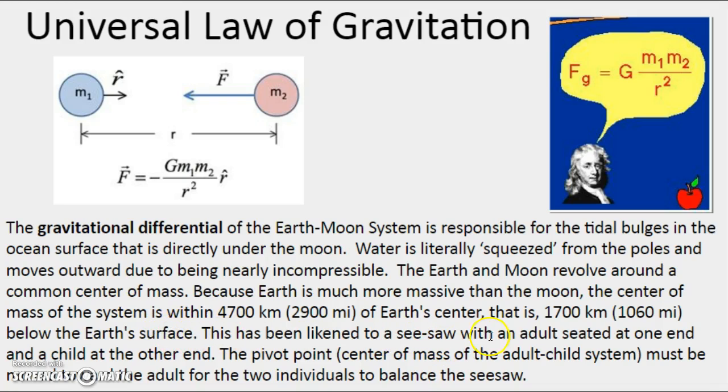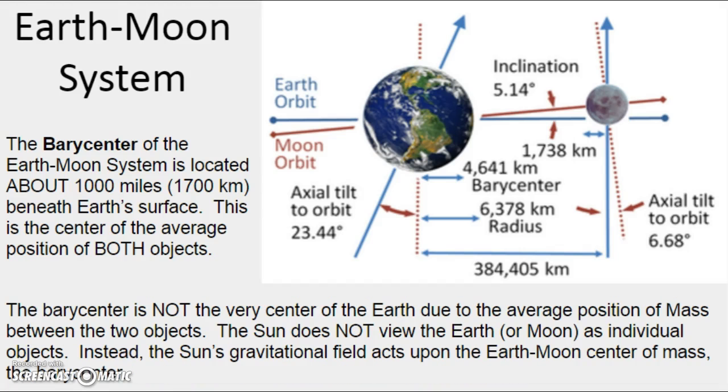This has been likened to a seesaw with an adult seated at one end and a child at the other end. The pivot point, or the center of the system, must be moved towards the adult for the two individuals to balance the seesaw. In other words, we can treat the Earth like the adult and the Moon like the child, so the center of mass is going to be closer to the larger object, in this case the Earth. The barycenter of the Earth-Moon system is located about 1,000 miles beneath the Earth's surface.